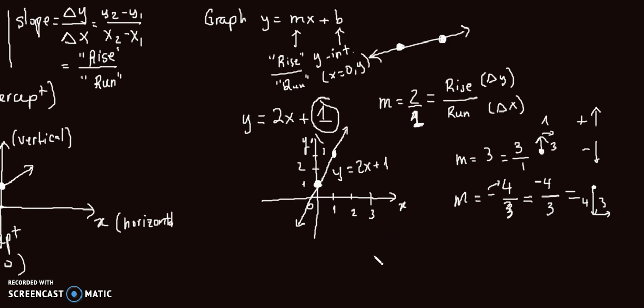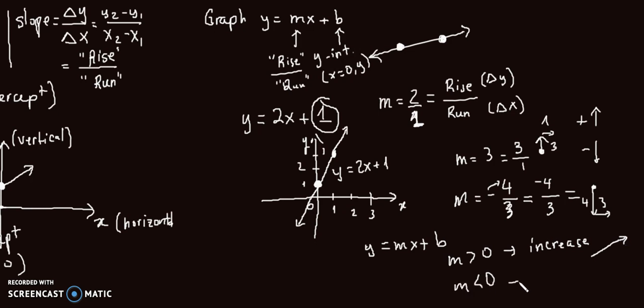Now what happens if my slope is negative? Let's think about this. For y equal to mx plus b, if m is positive, then the graph will increase, so it will go up like this. But if m is negative, then I would have a decreased graph, so my graph would be going down like this. So if your slope is positive, but somehow your graph is going down, then there must be something wrong.